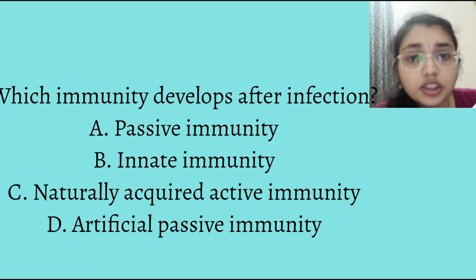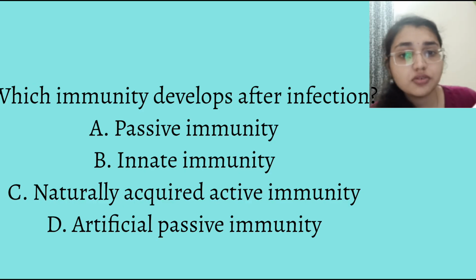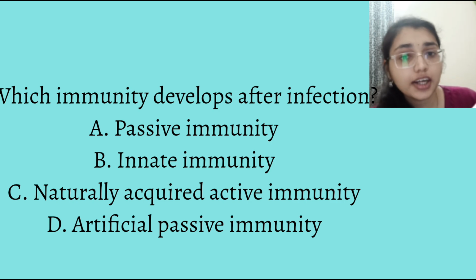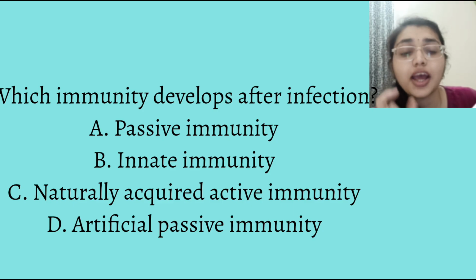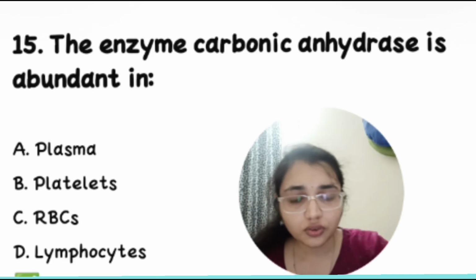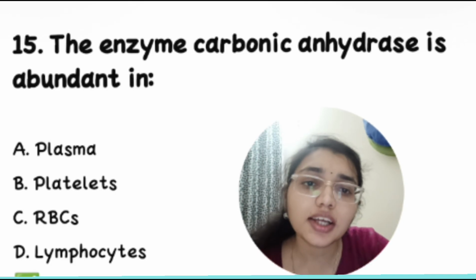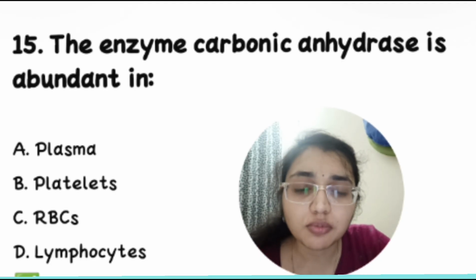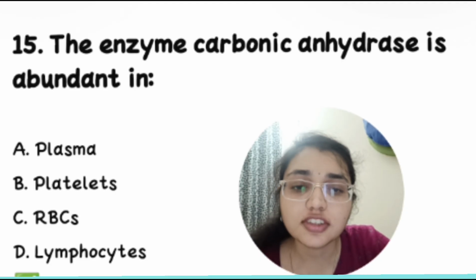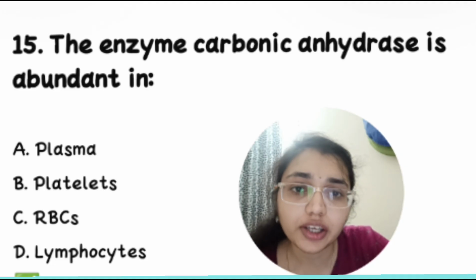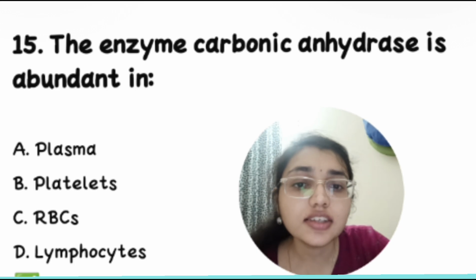Which immunity develops after infection? Is it passive, innate, or naturally acquired active immunity? So the immunity that develops after an infection is naturally acquired active immunity. So here the question is about the enzyme carbonic anhydrase. Carbonic anhydrase is abundant in option A, plasma membrane; option B, platelets; option C, RBC; and option D, lymphocytes. So here the correct option is RBC, where the enzyme carbonic anhydrase is abundant.